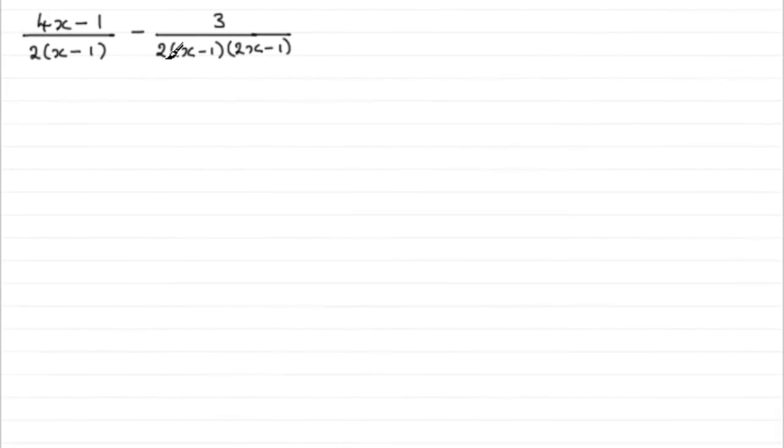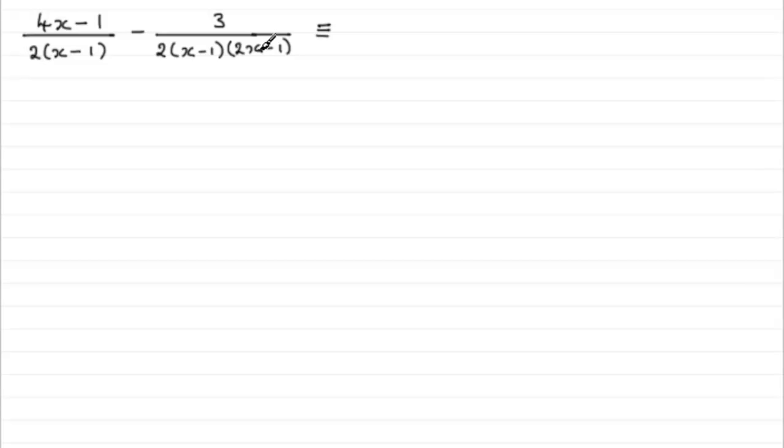Okay, we've got to simplify this particular expression. Now, to do this, what I would want to do is say that this is identical to, rather than equals, and we want to put this over a common denominator because we're subtracting the two fractions, and I can see that that common denominator's got to be 2 bracket x minus 1 bracket 2x minus 1.